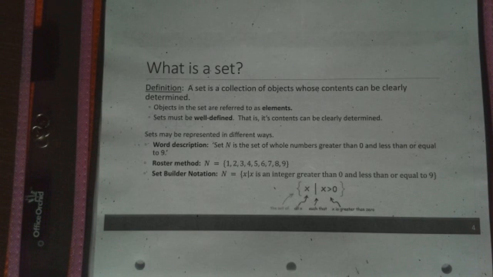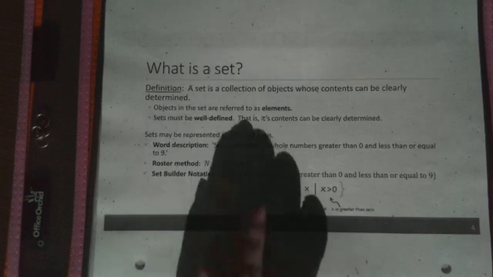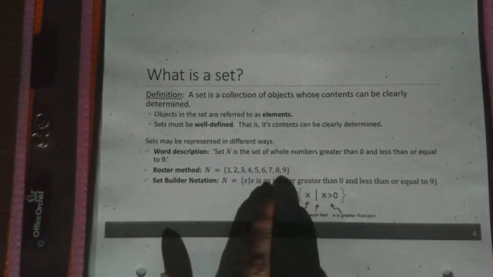There are a few different ways we can represent sets. We could have a word description. So for example, set n is the set of whole numbers greater than 0 and less than or equal to 9. We could list them using the roster method, which is where we list each of the elements. So we have set n is equal to 1, 2, 3, 4, 5, 6, 7, 8, 9.